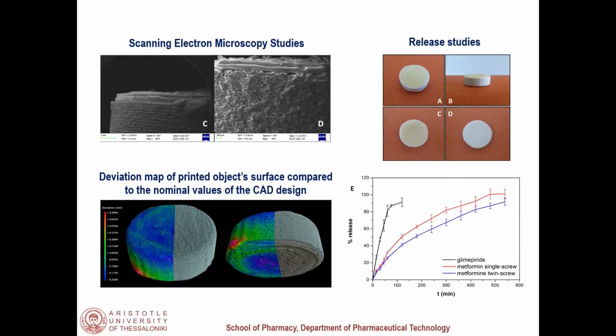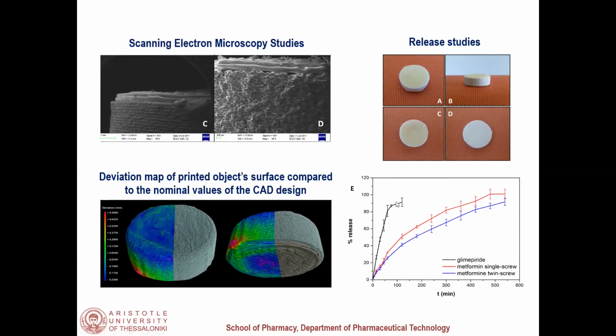And again, with these compositions, when we did the release studies, as you can see, we had the fast release within 2 hours of glimepiride, which is something we would like to have, and also prolonged the release of metformin. There was a small difference between the two when we did the formulation, the filament with the two different extruders, but this difference was not statistically different.